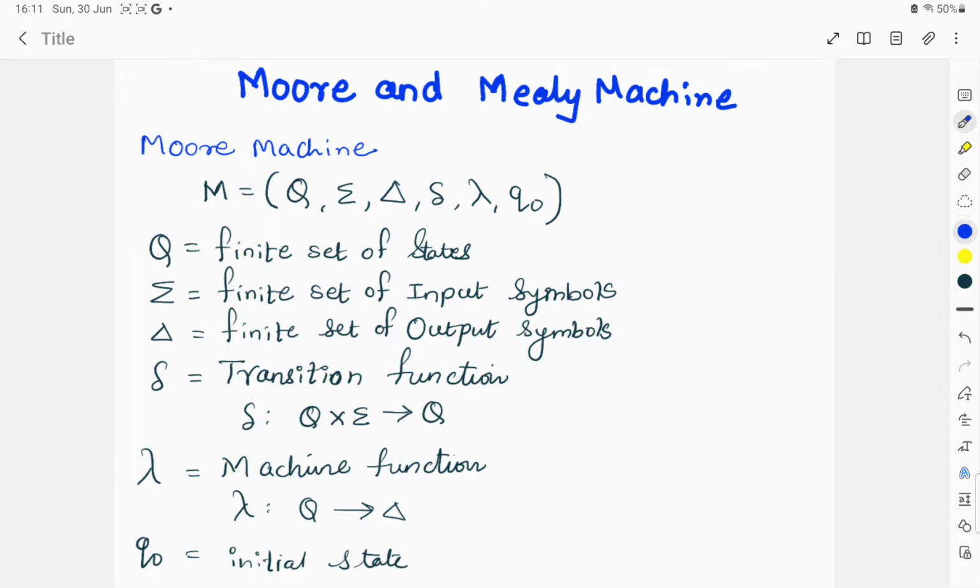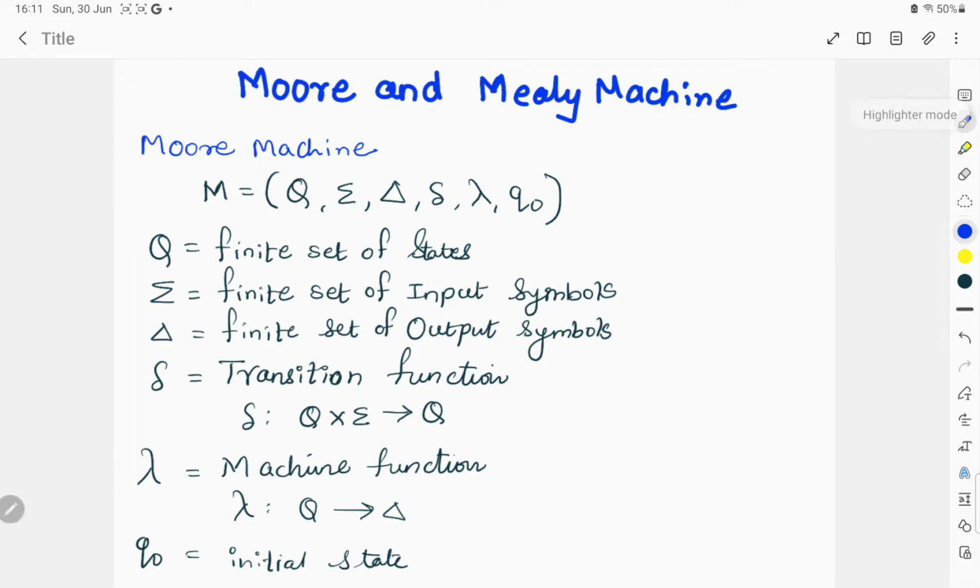But Moore and Mealy are a different type of machine where the answer is not always yes or no. The answer will be some output that you want to derive from it. So let's start with it. That's why this machine is similar to DFA, other than only one thing: it gives you an output. It will have a tuple which gives some output.